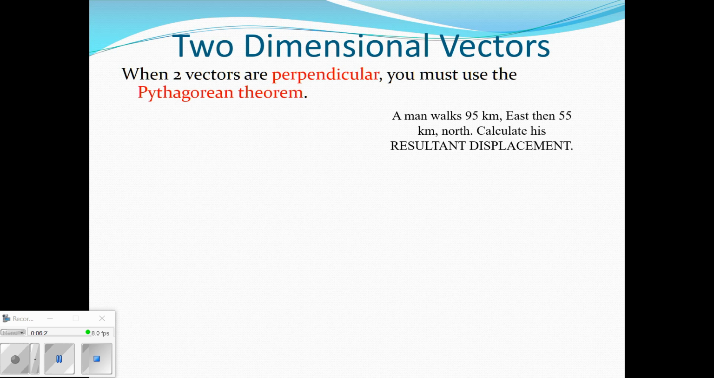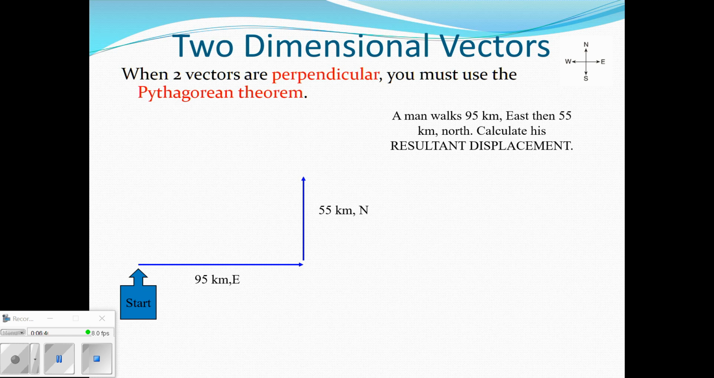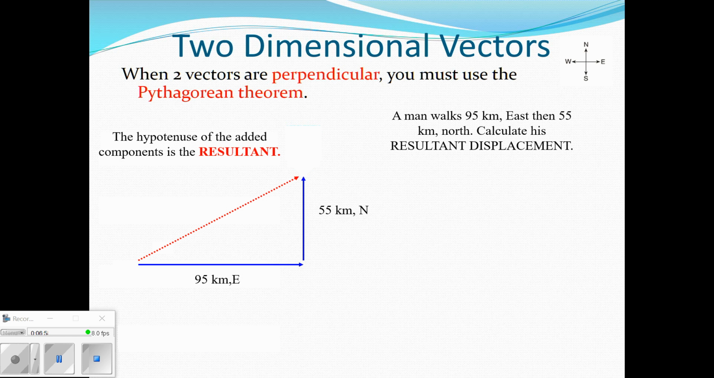If we want to find out the resultant displacement of this individual, we're just going to determine the magnitude of it. So here we have 95 kilometers east as a vector, and now we have 55 kilometers north. And you can see by our scale that we have in the top right that we're pointing our vector directions in the right way based on our scale. The man started at the tail of the first, and he ended at the tip of the last. So our resultant vector is going to go from the tail of the first to the tip of the last, and what we've made is a right triangle.